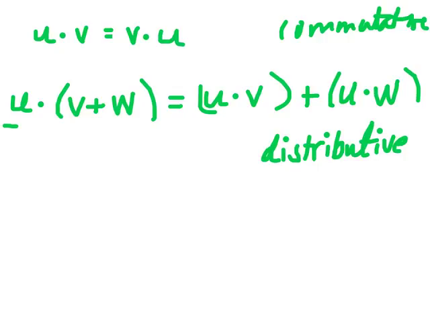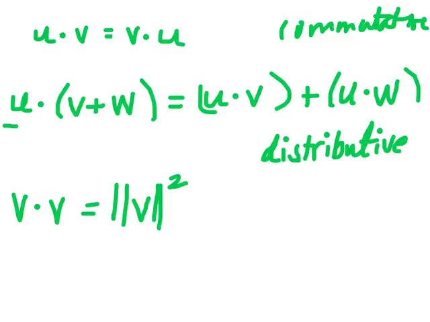So that's kind of like a distributive property if you want to think about it for vectors. All right. If I take a vector and I dot product it by itself, I'm going to get the magnitude of the vector squared. The magnitude of the vector by itself squared.